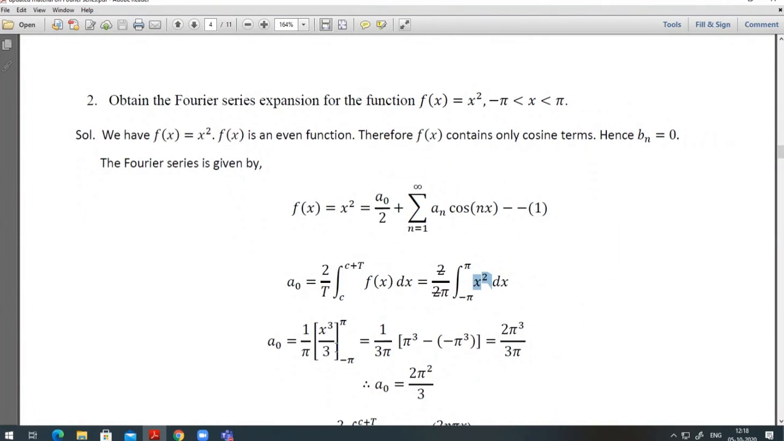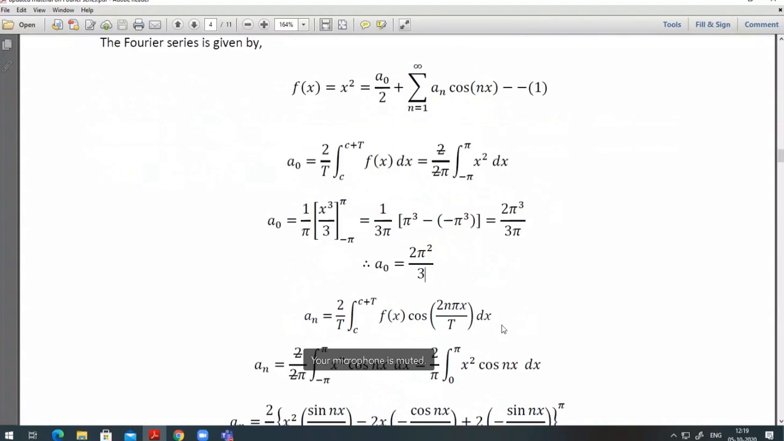So that becomes the integration of x square is x cube by 3, limits from minus pi to pi, so 1 by 3 pi, this 3 is constant, and pi cube, upper limit is pi cube, minus of lower limit, so lower limit is minus pi, actually this is minus pi whole cube we can write, or minus pi cube also is correct. So minus into minus plus, 2 pi cube divided by 3 pi, so pi cancelled, we get a naught is 2 pi square by 3. So this is our a naught, that is 2 pi square by 3.